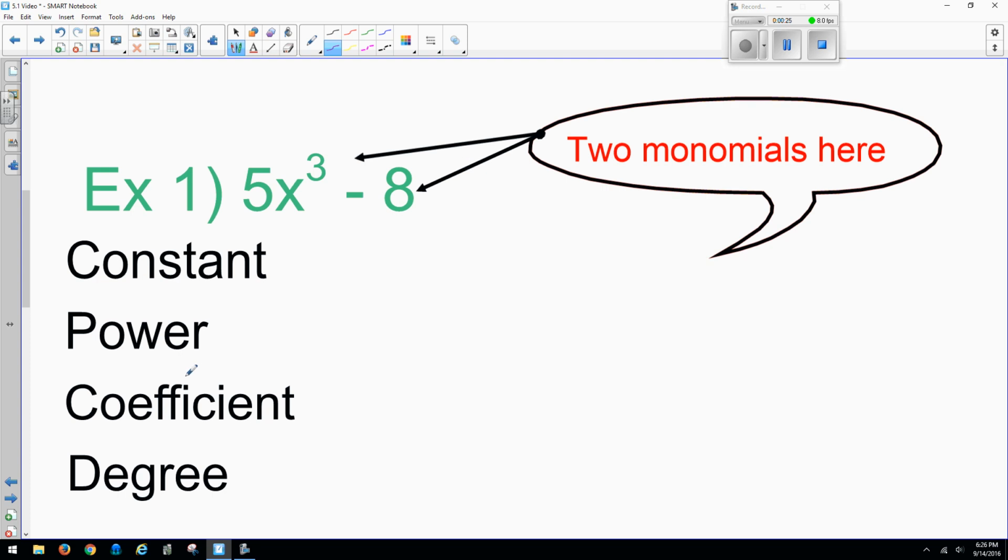So here's an example. These are two monomials separated by a subtraction symbol, which means that this whole thing is called a binomial because it's two terms separated by a subtraction symbol. If it was three terms separated by a plus or minus sign, then it would be a trinomial, and so on. So the constant right here is -8.